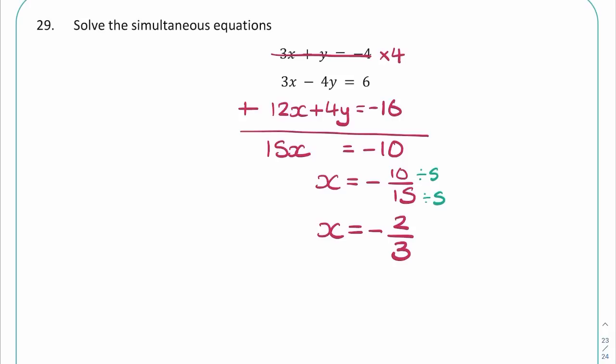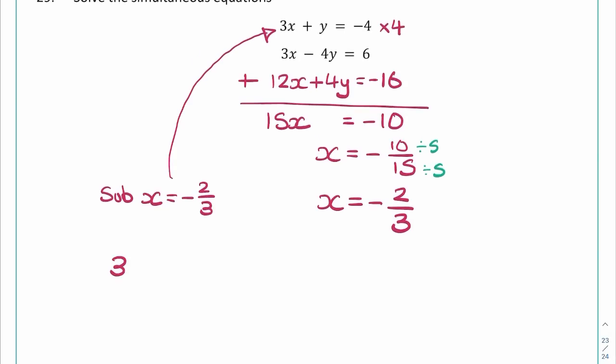Now when I sub that value back in, it doesn't really matter which equation I substitute it back into. You could choose to avoid the one with the negatives and sub it into the top one, but that one has a negative. The second one has a negative in the middle anyway, so it doesn't really matter here. I'm going to sub it into this one just because I tend to always sub it back into the first. So sub x equals negative 2/3 into there. So that gives us 3 lots of minus 2/3 plus y is equal to negative 4.